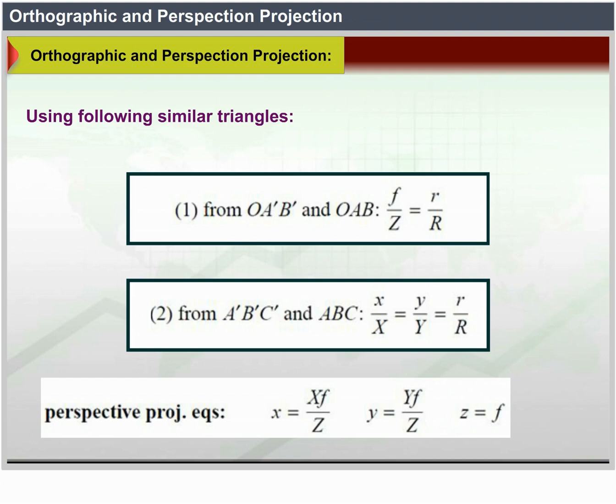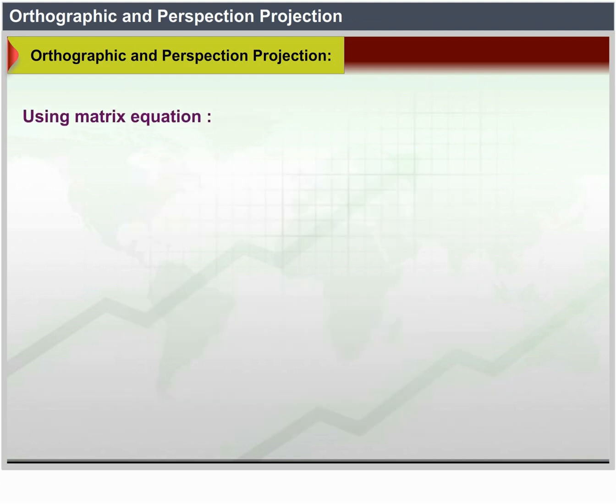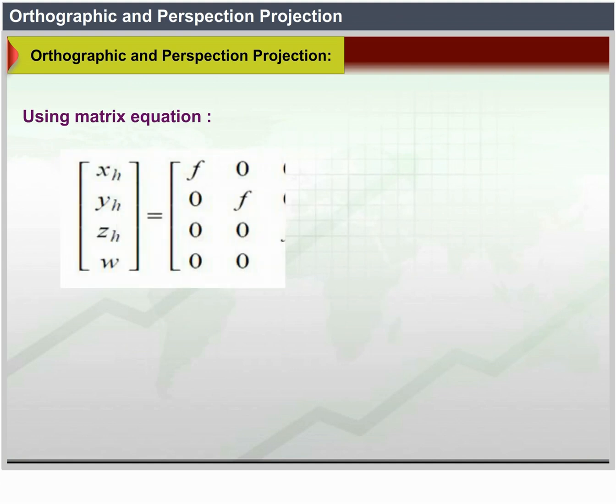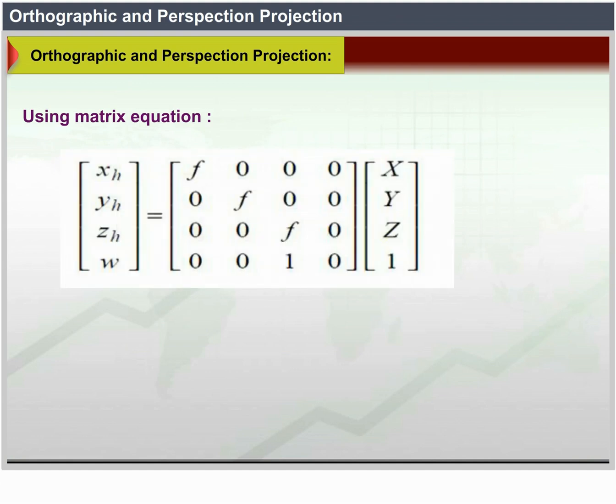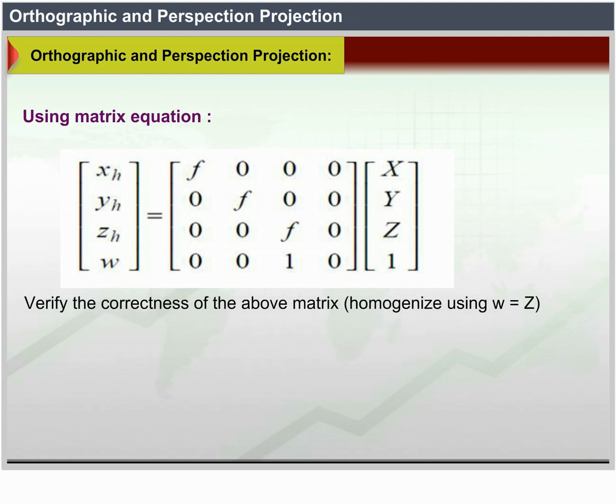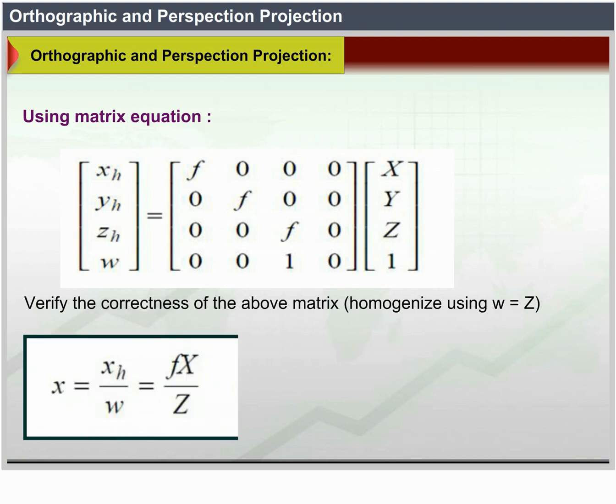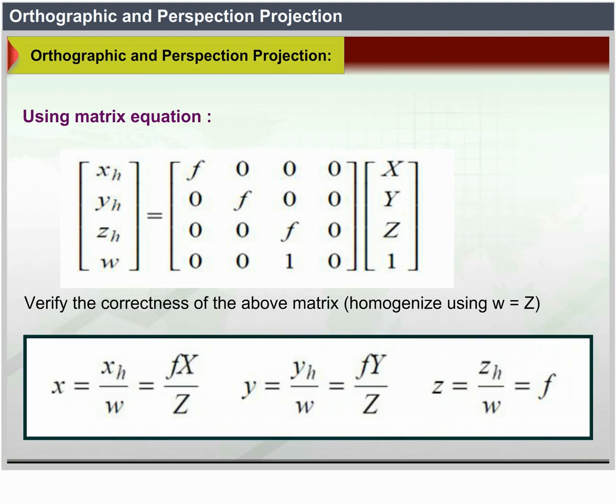Using a matrix equation, xh, yh, zh, w equals the matrix f 0 0 0, 0 f 0 0, 0 0 f 0, 0 0 1 0, into capital X, Y, Z and 1. Verify the correctness of the above matrix. Homogenize using w equals Z. x equals xh by w equals fX by Z. y equals yh by w equals fY by Z. z equals zh by w equals f.